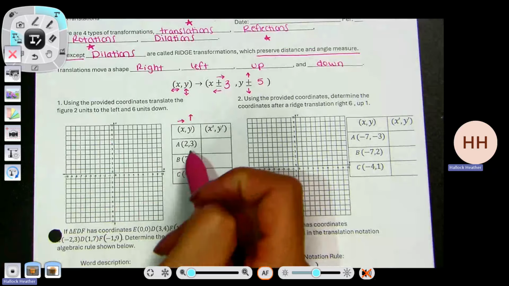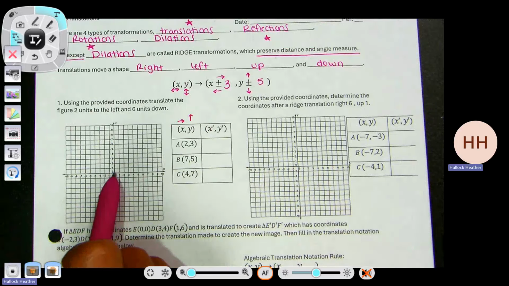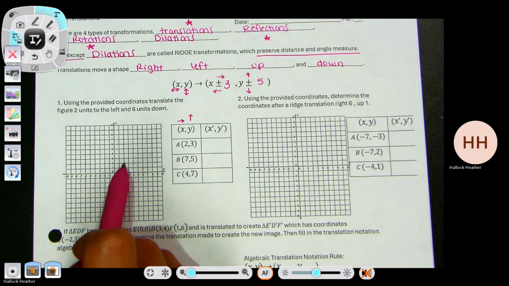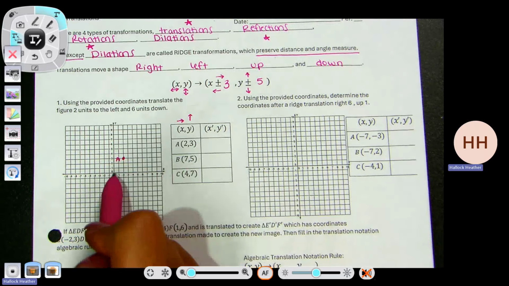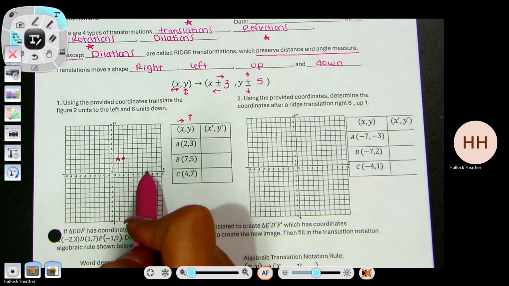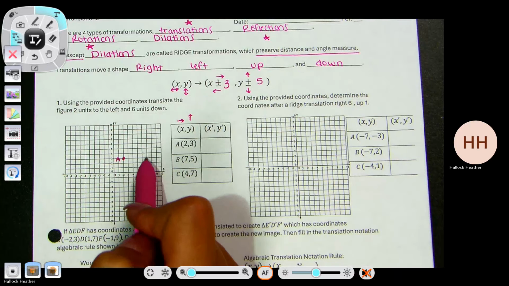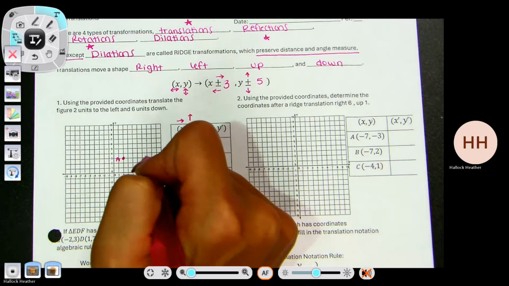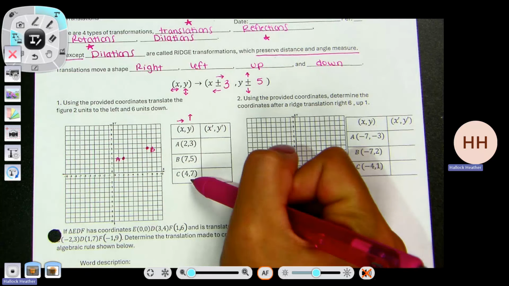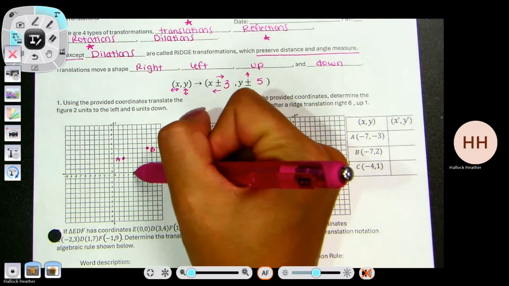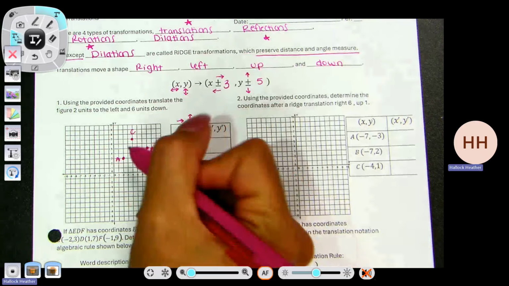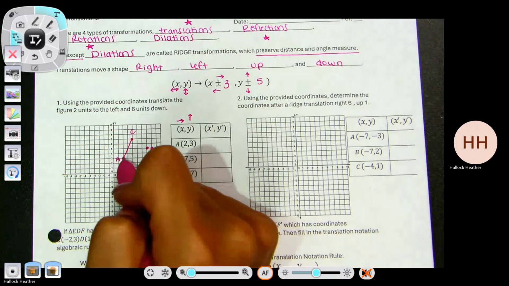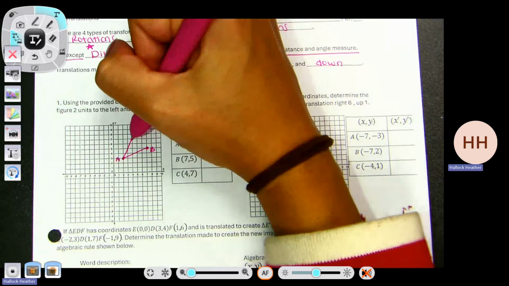So A is at 2, 3. B is at 7, 5. C is at 4, 7. And we're going to connect them to make a triangle. So this is the original.